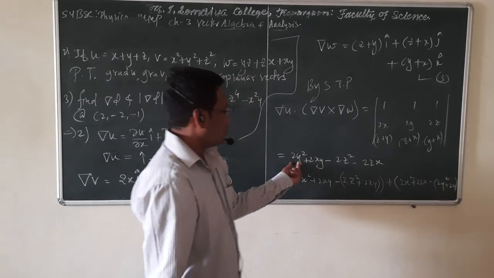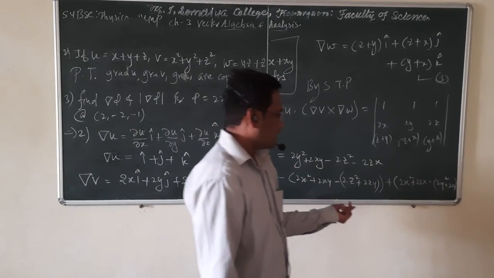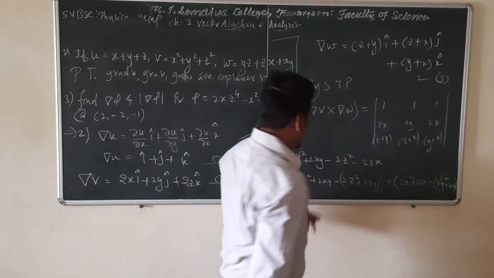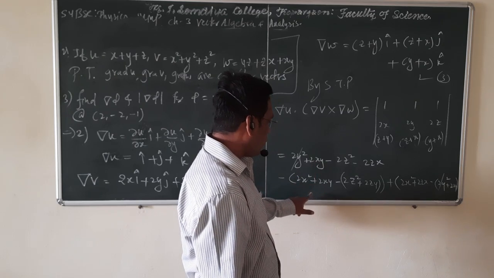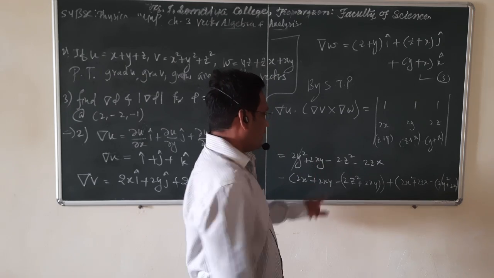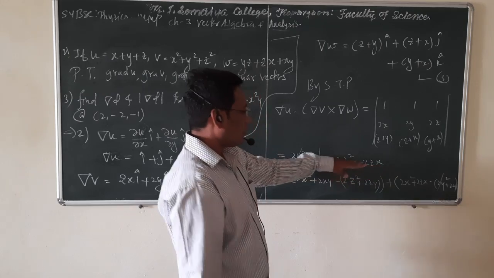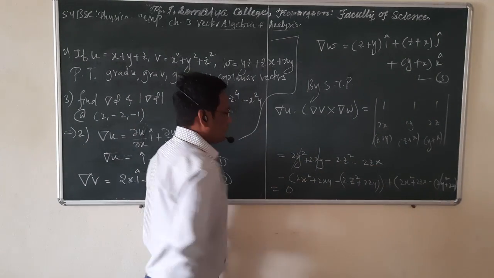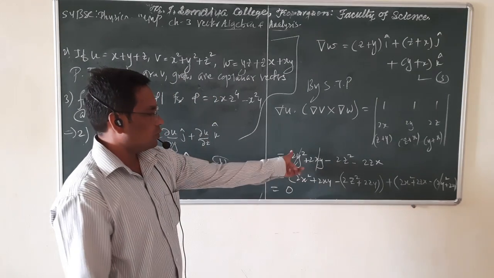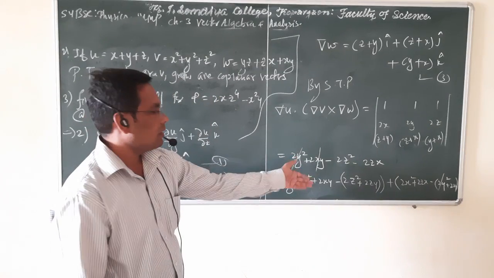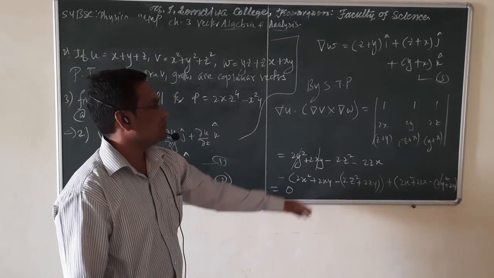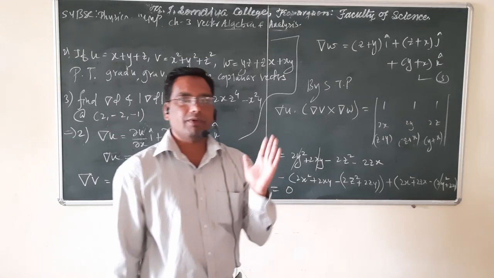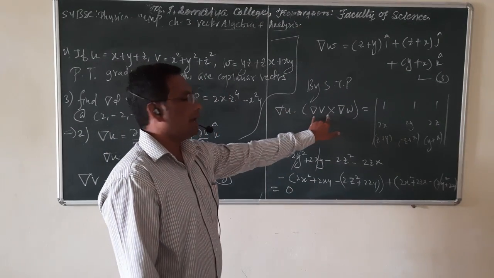So see, 2y square, here we have minus 2y square for this term. Similarly, 2xy, here we have minus 2xy. So in this way all the terms will cancel each other, and finally we will get 0 on the right hand side. So do this as an exercise at home. Each and every term will cancel each other, and their scalar triple product is 0. And by the property of scalar triple product we can say these are coplanar vectors.